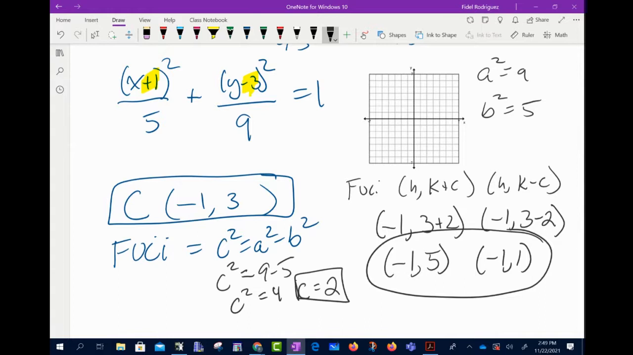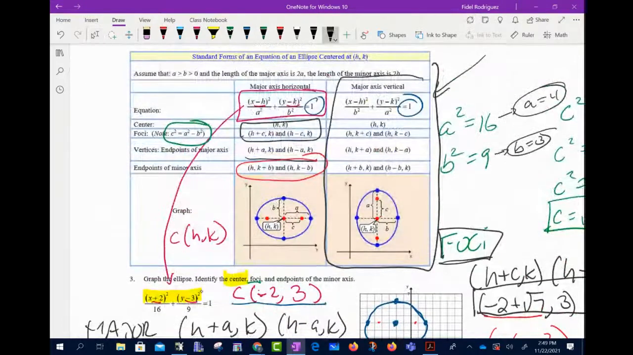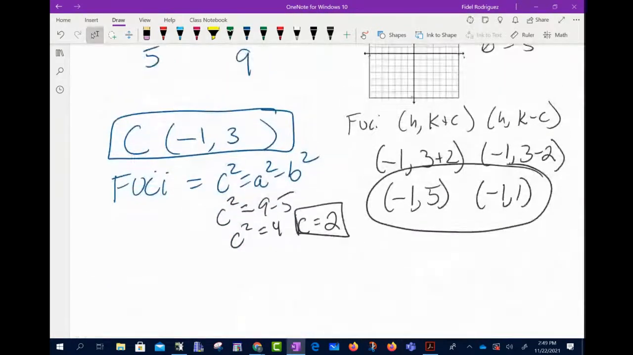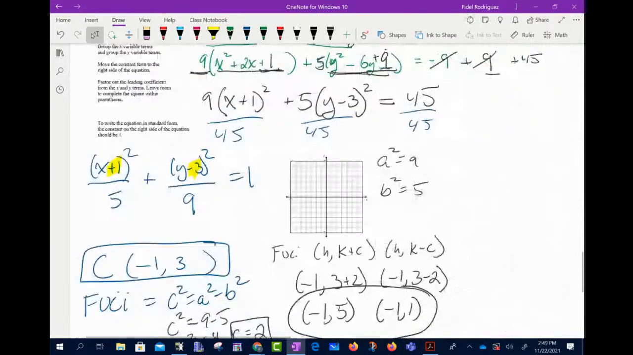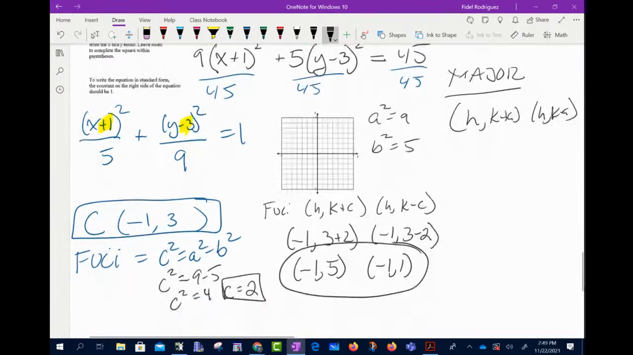All right, now we need to find our vertices. Let me scroll back up to the top. Here we go. For the major axis, it's going to be (h, k plus a) and (h, k minus a). So let's do this a little bit on the side over here. We're going to find now our major: (h, k plus a) and (h, k minus a).